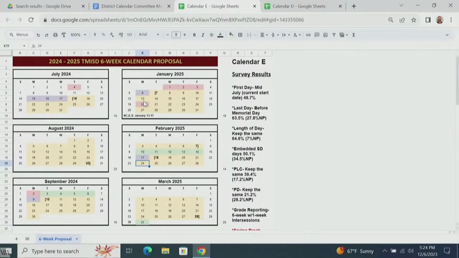Would we shift the intercession and the PD, or just shift the grading period? I would just shift the grading period. The grading period, yeah. That's what I would do, not the intercession. But I didn't study them like you guys have.